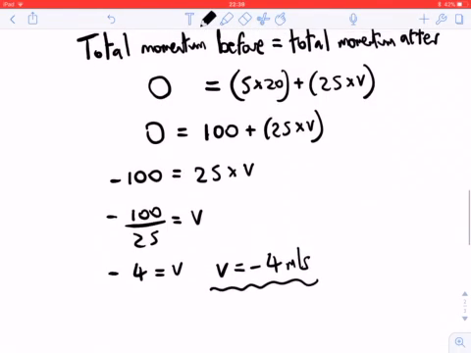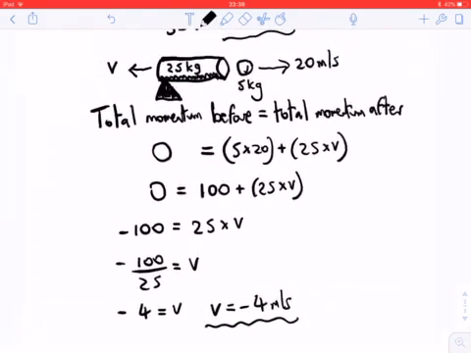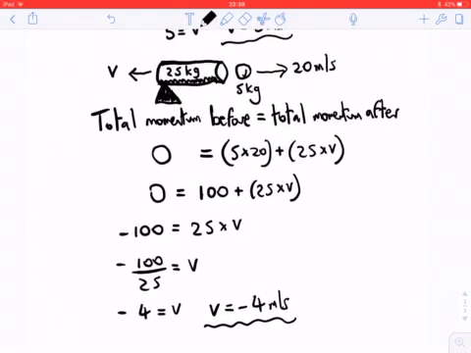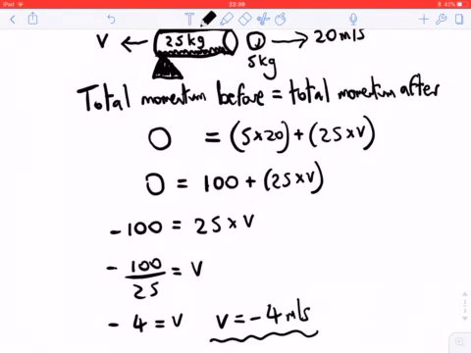Okay, so what does the minus sign tell us? Well, if we go back to the question, you'll see that the velocity vector is pointing to the left, and as I explained, momentum and velocity are both vector quantities, so the positive direction indicates going to the right and negative velocity indicates that we've got motion to the left.